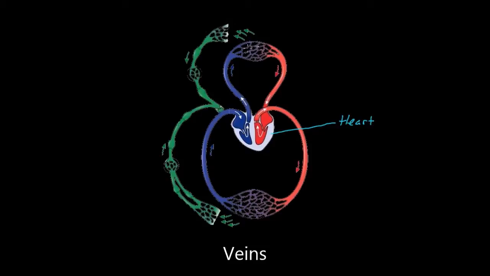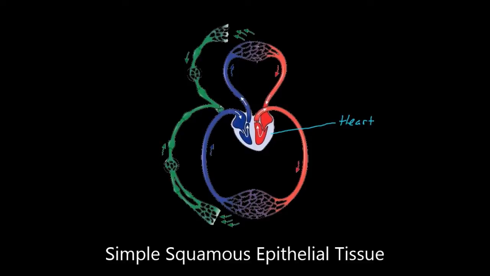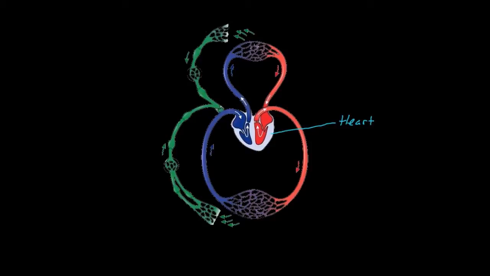And then in between arteries and veins, we have smaller blood vessels called capillaries. These capillaries, remember, are made up of simple squamous epithelial tissue so that fluids and gases can easily diffuse between capillaries and the tissues. These green arrows up at the top represent the movement of fluid from the cardiovascular system to the lymphatic system. Once this fluid enters the lymphatic system, that fluid is now called lymph.